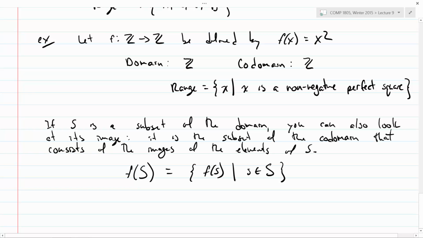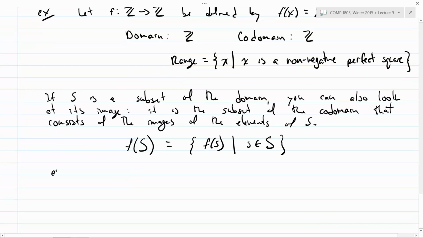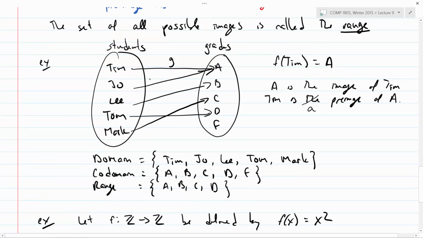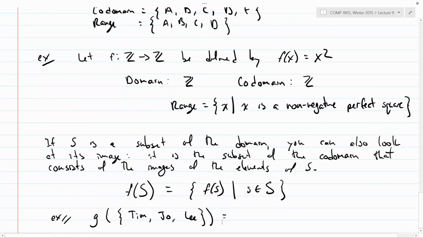As an example, in the grades example above, if I looked at the image of Tim, Joe, and Lee, well, Tim got an A, Joe got an A, Lee got a B, so the possible outputs for that subset are just A and B.